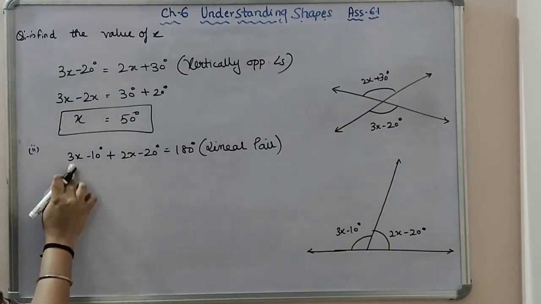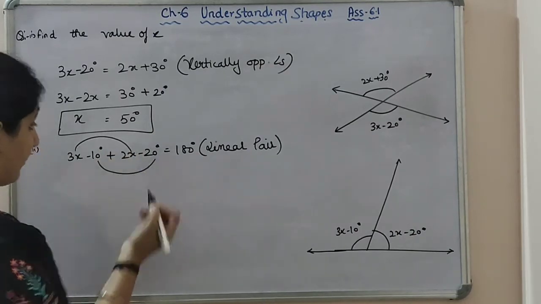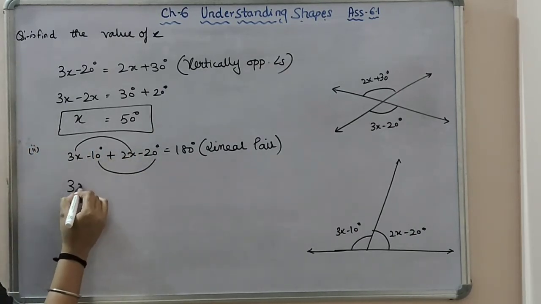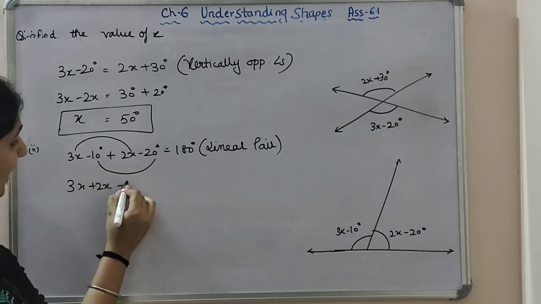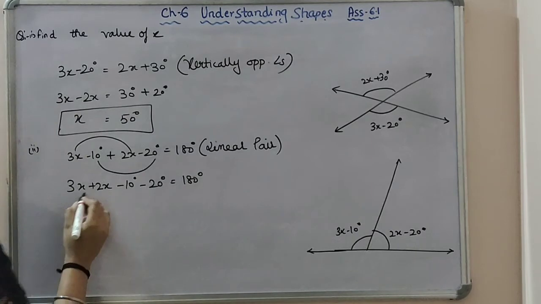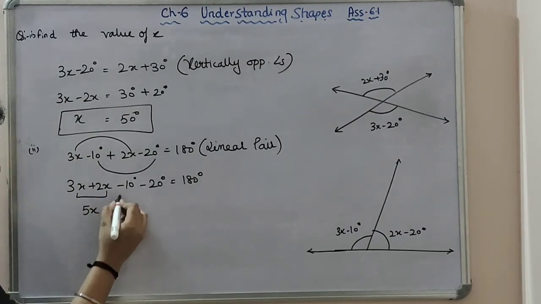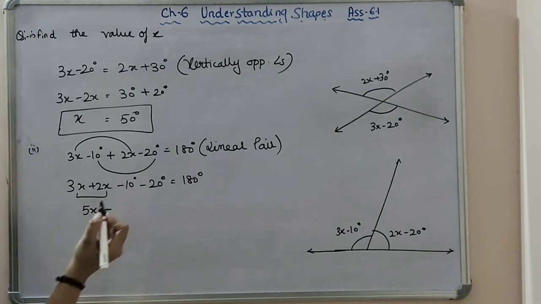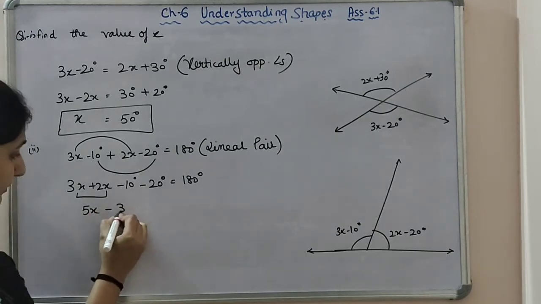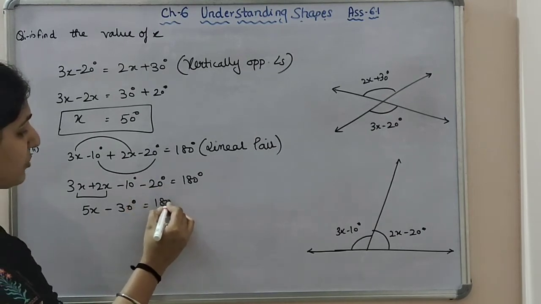Okay, so 3x, now we have to add the like terms. We have to keep them together. 3x plus 2x minus 10 degrees minus 20 degrees is equal to 180 degrees. Now we have to add these two. 3x plus 2x, that is 5x, minus 10 minus 20, the signs are common, so 10 plus 20 is 30, and that is equal to 180 degrees.